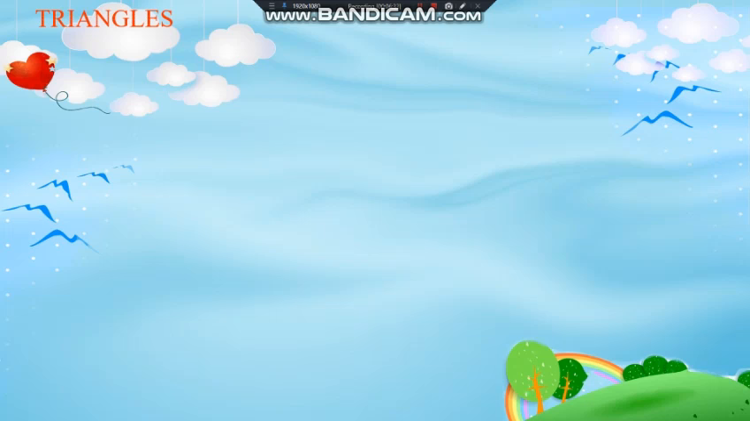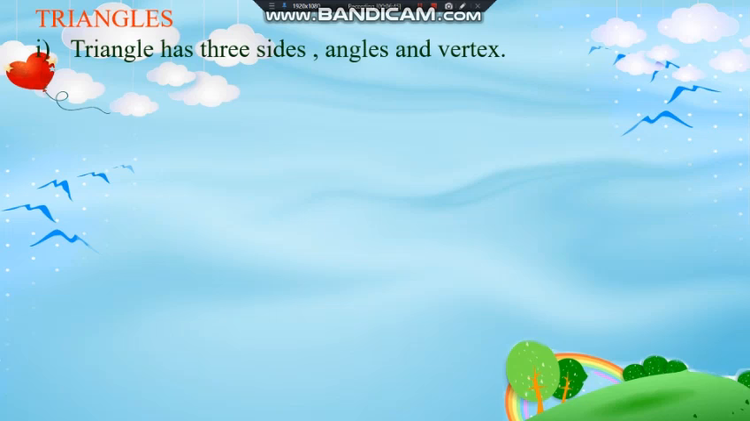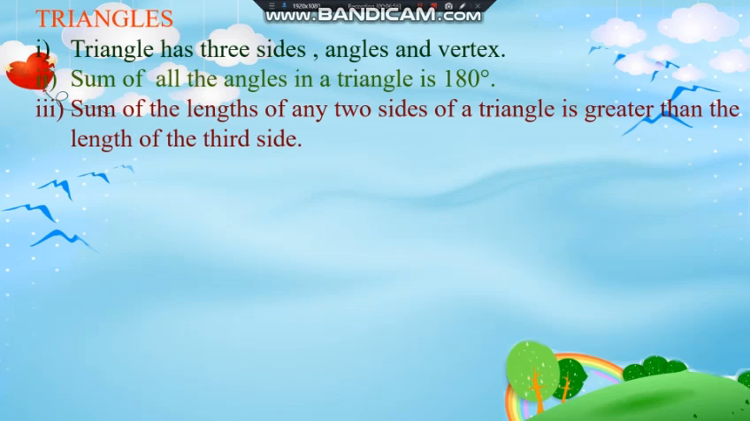Then we have triangles. Triangles, in this we have the properties. Okay, now tell me how many sides, angles and vertices are there in a triangle? Yes, there are three sides, angles and vertices. Now which is the first property? First property is sum of all the angles in a triangle is 180 degrees. And second property, sum of the lengths of any two sides of a triangle is greater than the length of the third side. Dear students, this all you have seen in the videos. Okay, this is just a revision part for you.